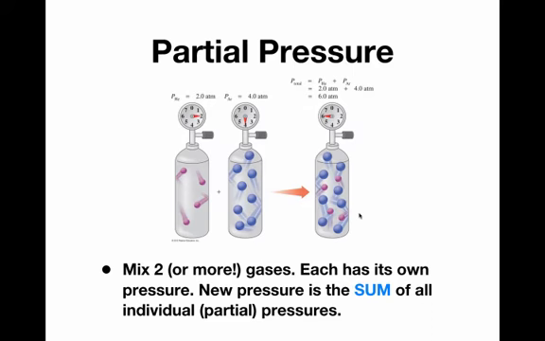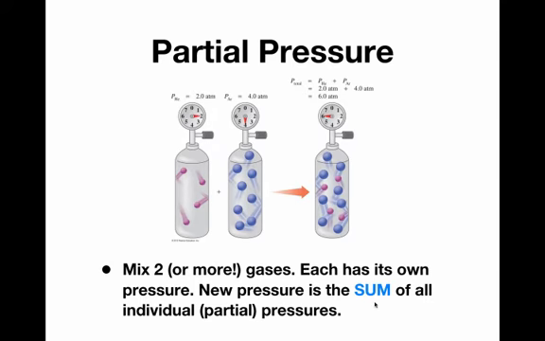And it doesn't really matter how many gases you have. You could merge 10 different gases with 10 different individual pressures, and the new pressure would just be the sum of all of the individual pressures. And those individual pressures are sometimes called partial pressures, which is where the concept gets its name. So if you mix 2 or more gases, each has its own pressure, but the new pressure, once you mix all of the gases together, is the sum of all of the individual pressures.